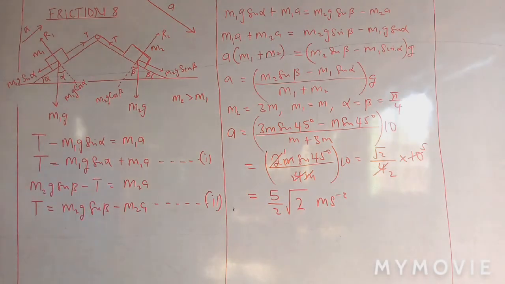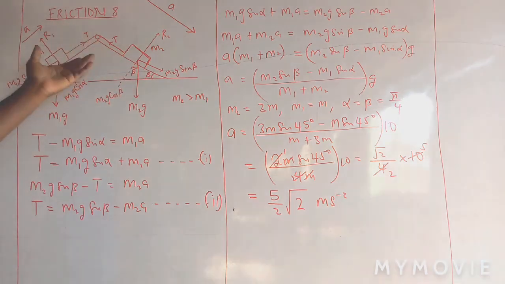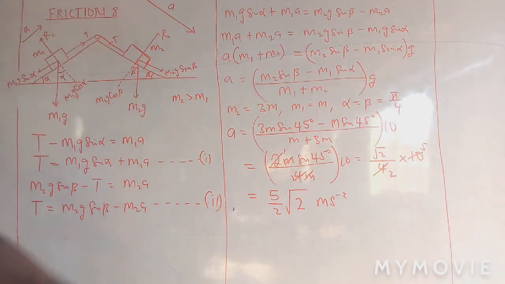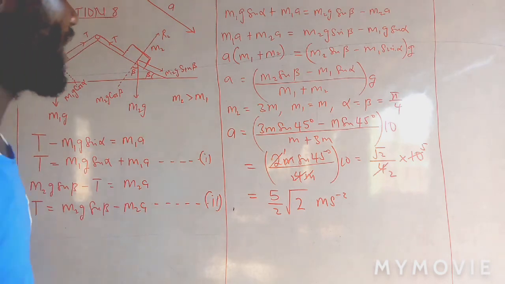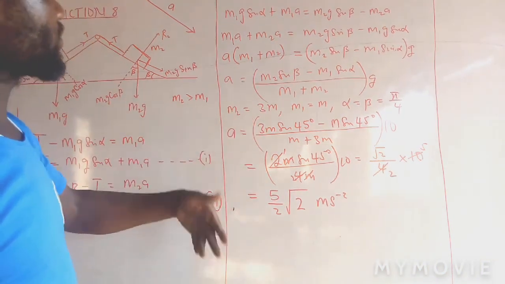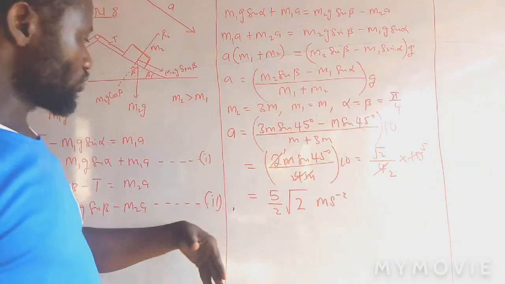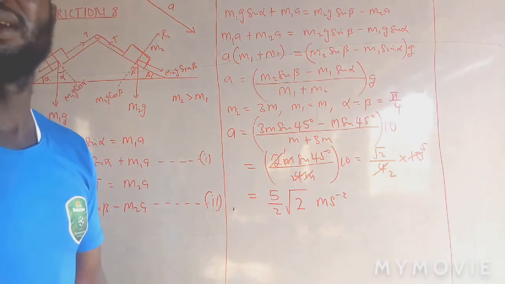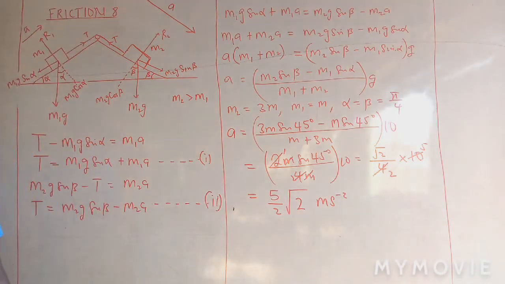Alright, so when two bodies are connected together by a string like this, and the pulley here is a frictionless pulley, and there is no friction on the inclined plane, the formula to use for acceleration is equal to this, and I substituted all these values to show how the formula works, and my final answer here is 5 over 2 square root 2.